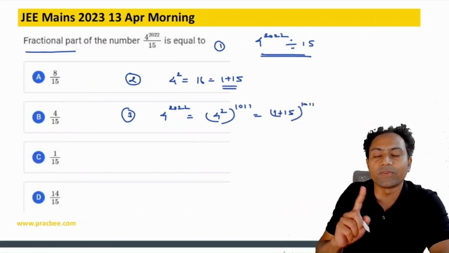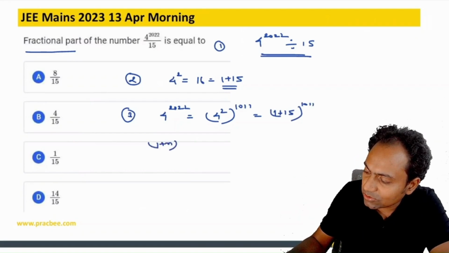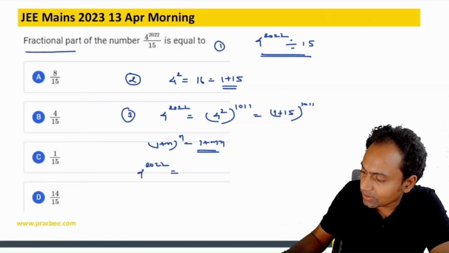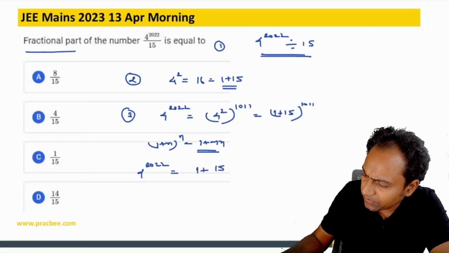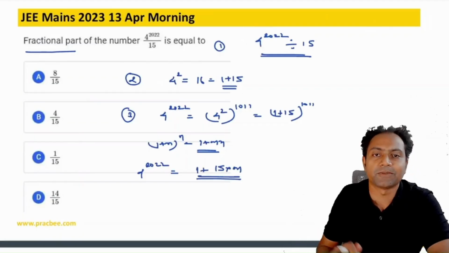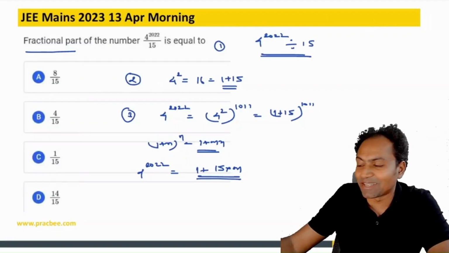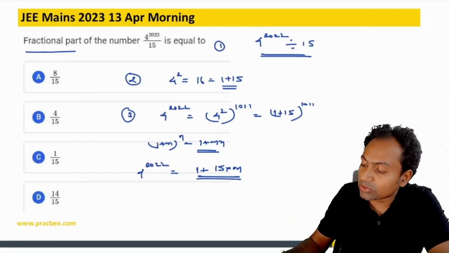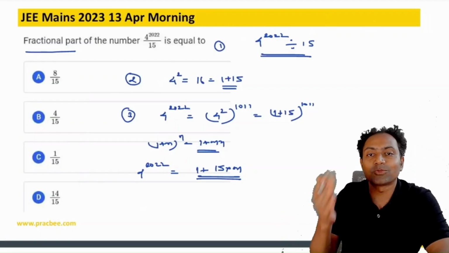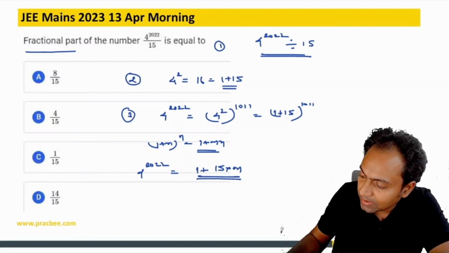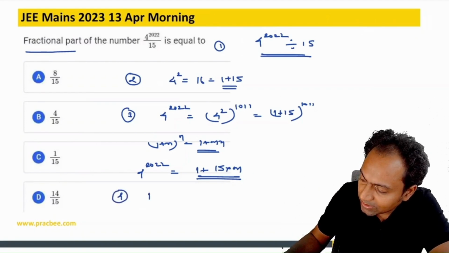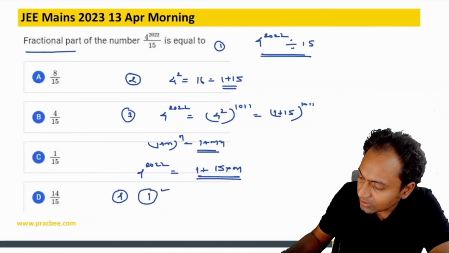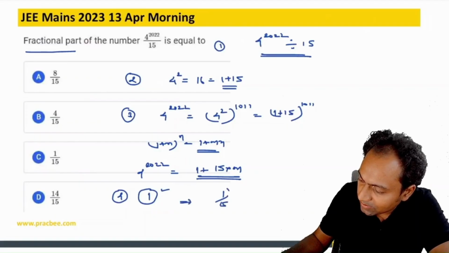In the starting, I told you a very important property that if you have (1 + x) raised to the power n, it can be written as 1 + mx. We can apply this property and write 4 raised to the power 2022 as nothing but 1 plus 15 into some integer m. Now the greatest advantage of doing this is that you can clearly see, from Euler's division lemma, that 4 raised to the power 2022 can be expressed as 15 into something plus 1. So 1 becomes our remainder. So in the fourth part, you can see that 1 is the remainder. So the fractional part from here can be written as 1 by 15.